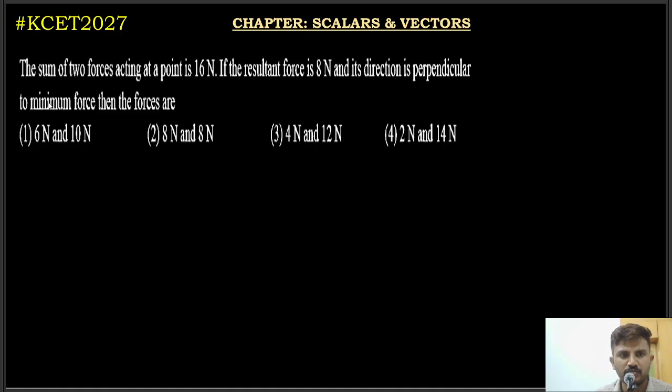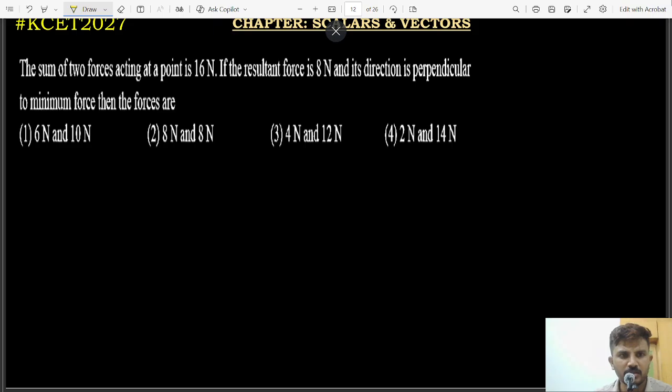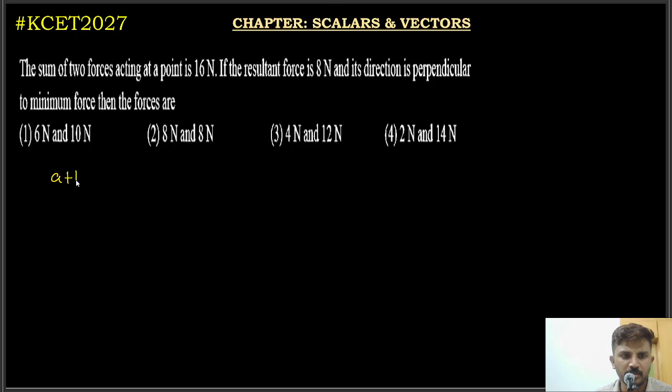See, here we have the sum of two forces at a point is 16. Let me consider those two forces are A plus B. And the resultant force R is equal to 8 Newton, and its direction is perpendicular to the minimum force. Let me take A as the minimum force. Vector A is the minimum force. The resultant is perpendicular to the minimum force. Let me consider this is the vector B.